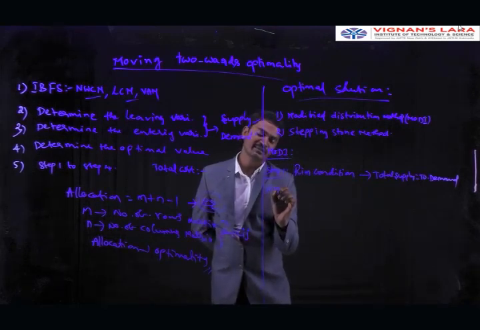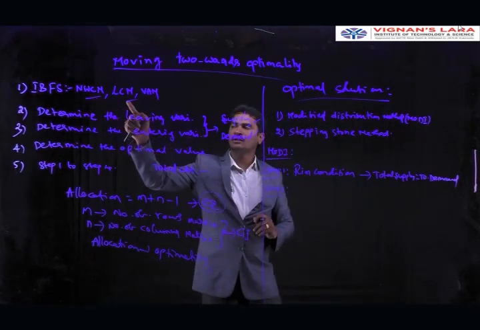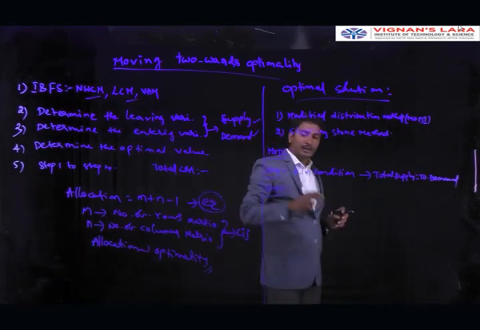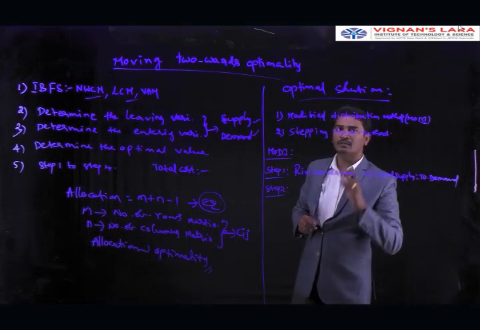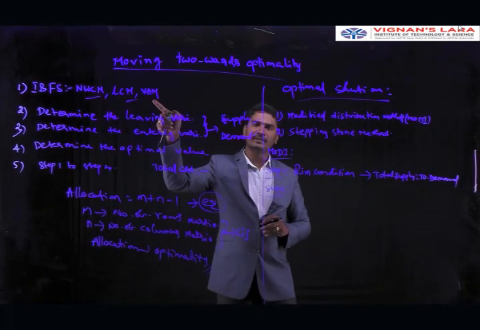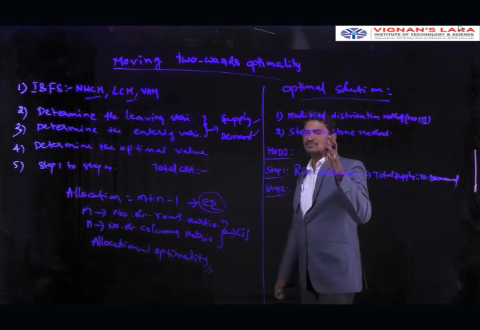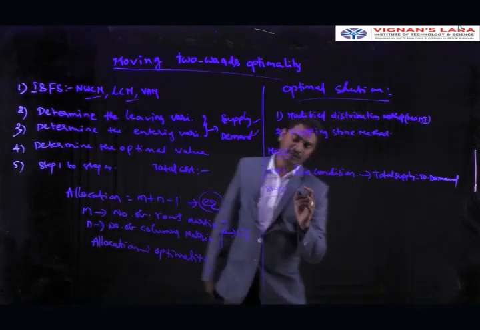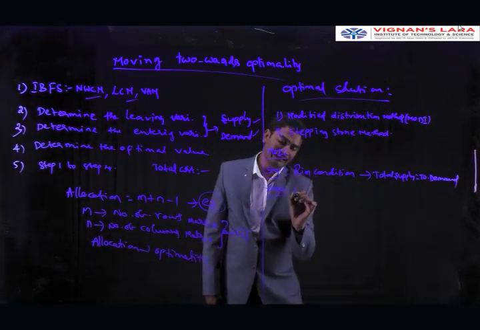Here we find the initial basic feasible solution with the help of three methods, which we already discussed: the northwest corner method, the least cost entry method, and Vogel's approximation method. For solving the problem and getting the optimal solution, Vogel's approximation method is the best method compared to the remaining two. That's the reason I am going to take Vogel's approximation method to find the initial basic feasible solution in the modified distribution method. Coming to Vogel's approximation method, first we have to calculate the penalties.